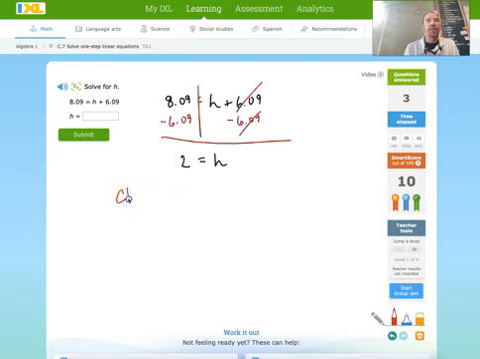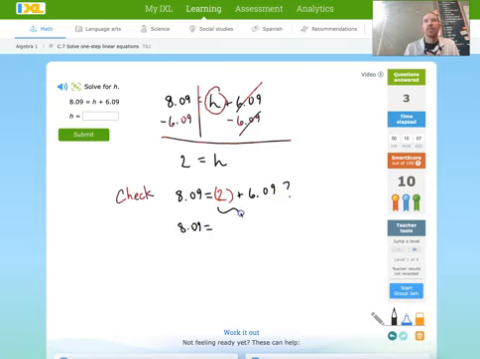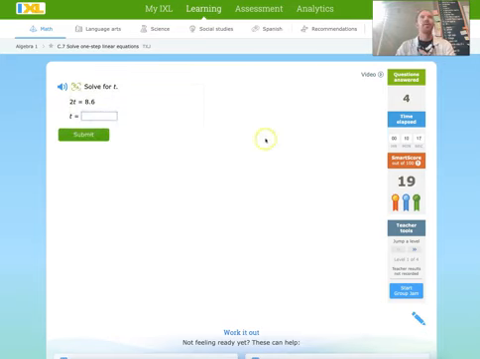So now the check step, the all-important check step. If I put that 2 right there, would that work out? Would 8.09 be the result of 2 plus 6.09? Is that true? I'm quite certain it is. You can double check on the calculator if you want to, but 2 seems like a good answer. Let's type that in. So it's all about canceling things.